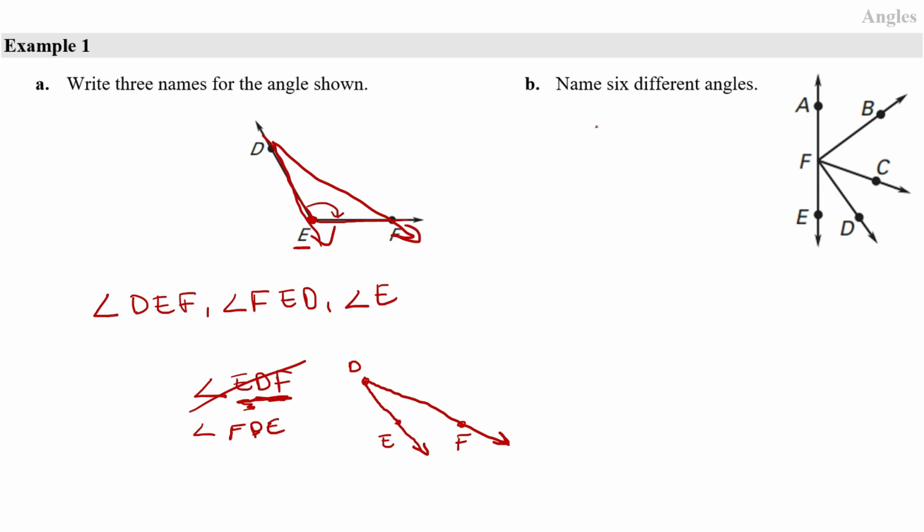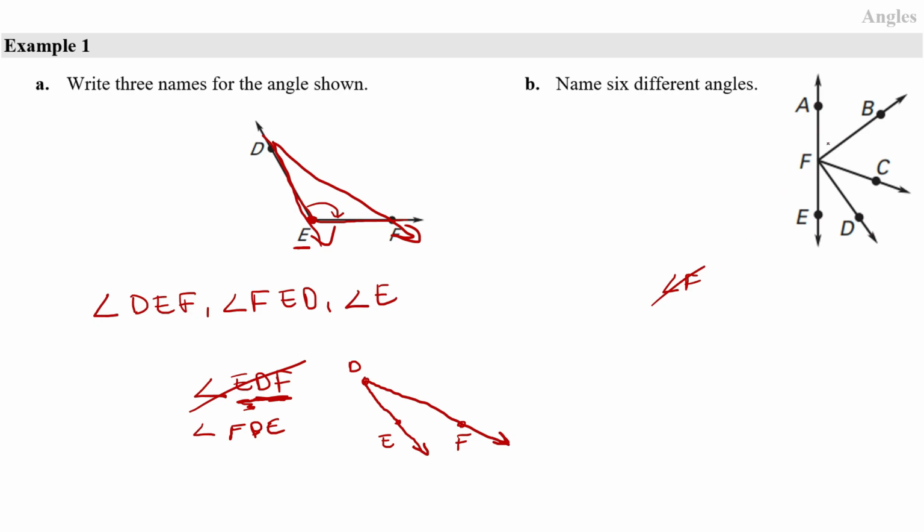For example B, it says name 6 angles, and so there's a lot of angles there. And the one you cannot use, like I said earlier, is angle F, because why? Because which one is angle F? There are a lot of angle Fs there, and angle F is not very specific.